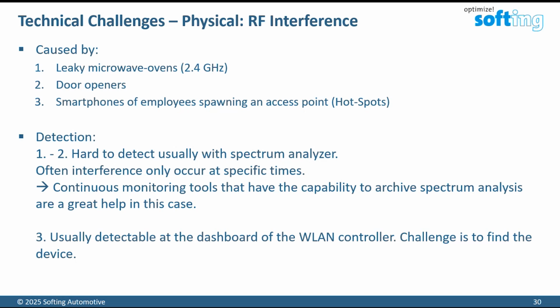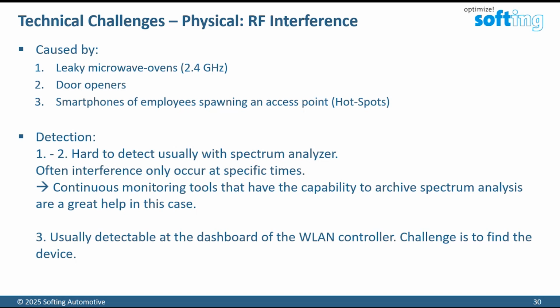RF interference is typically not so easy to detect because you need a spectrum analyzer. Some hints: what's often helping is to ask for specific times. If you have a disturbance, a disruption, low performance or disconnects at specific times, that could help. For instance, if it's at lunchtime, you could come to the idea that it might be a leaky microwave oven when everybody eats their lunch meal.